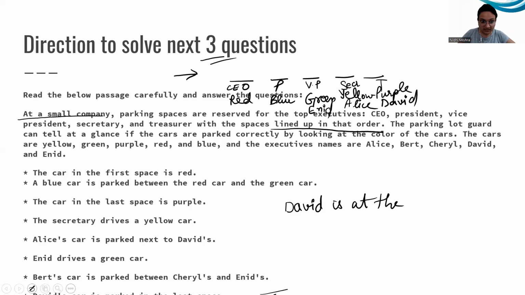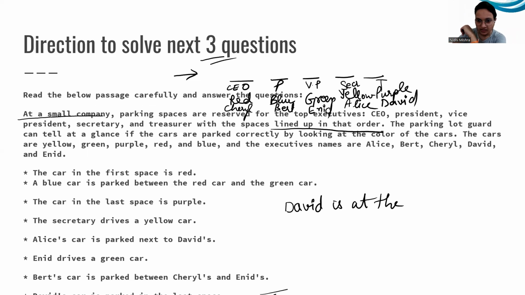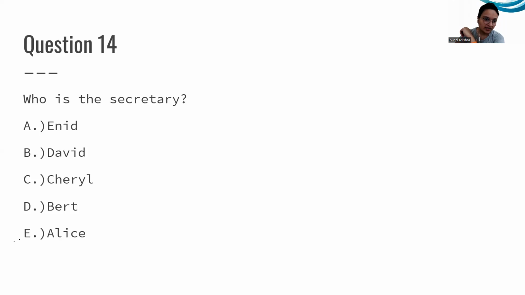Now, Bert's car is parked between Cheryl and Enid. This is Enid. Bert's car is parked between Cheryl and Enid. In this direction, Cheryl can't be. So this is Cheryl. And Bert's car is between. So this is the information from this. Correct? Yes. Now let's see the questions. Who is the secretary? This is the secretary, Alice. Alice is the secretary. Correct.